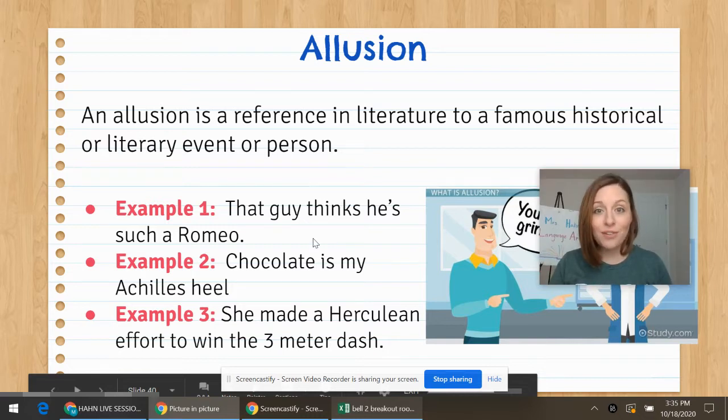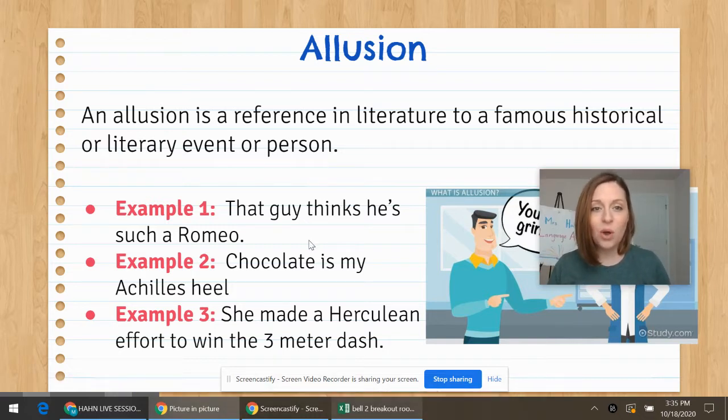So let's first define what an allusion is. An allusion is a reference in literature to a famous historical or literary event or person. So when you're reading a book or a poem or a short story, and they make a reference to someone or something that is well known in history, whether that is Greek mythology or the Bible or even a celebrity that was well known in the past, a famous scientist, that is called an allusion.